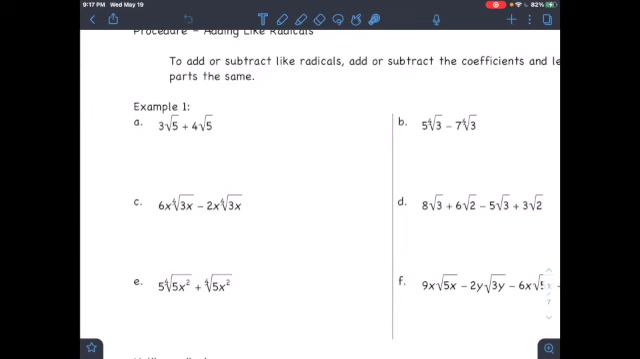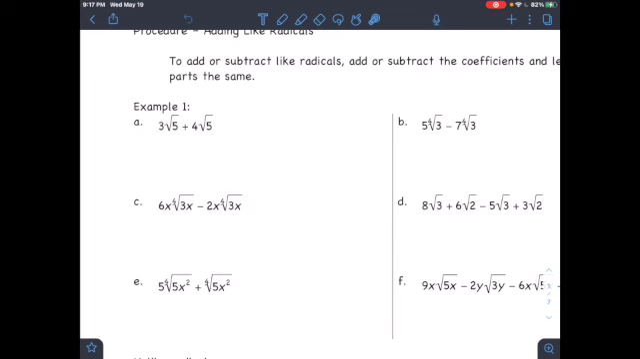Same thing as x. Pretend this is an x. This is also x. They have to be exactly the same. This is x and that's y, which is not the same. You cannot add them. And when there's any other variable, all of those have to be the same. The number is the only thing that can be different. Those are called the coefficients.